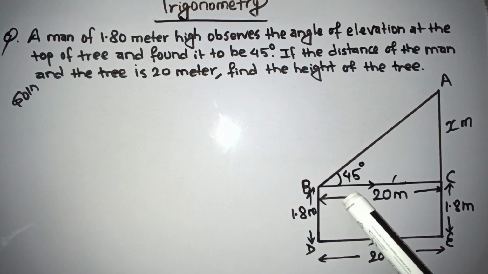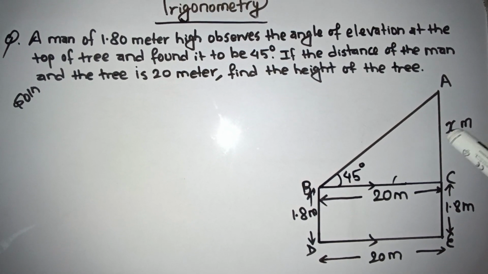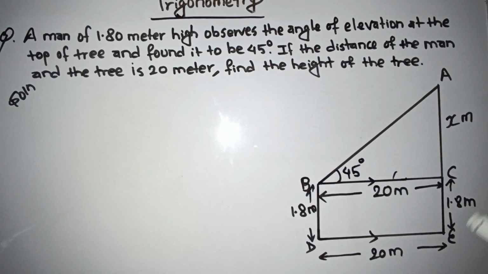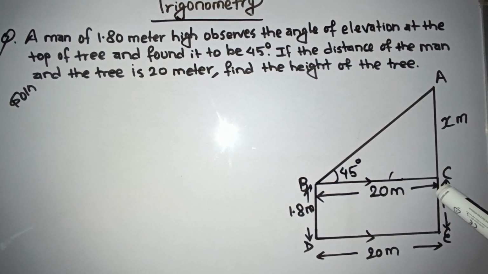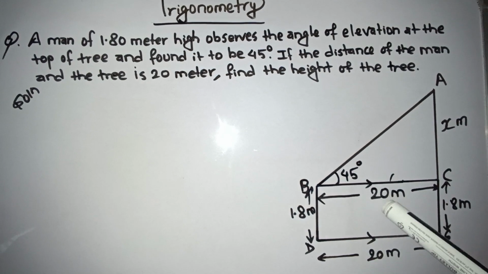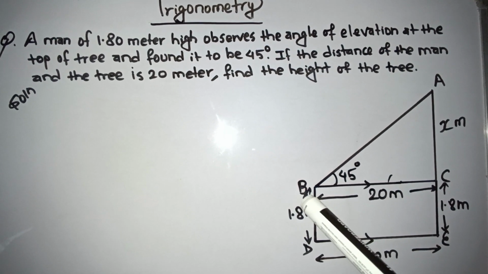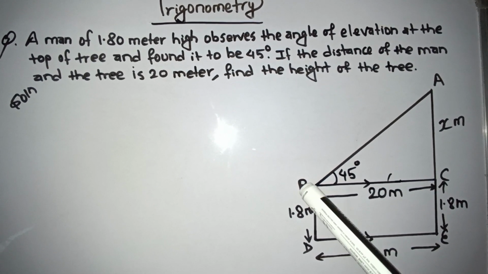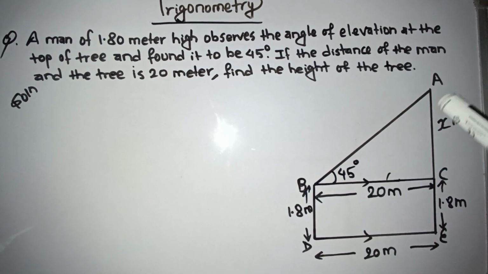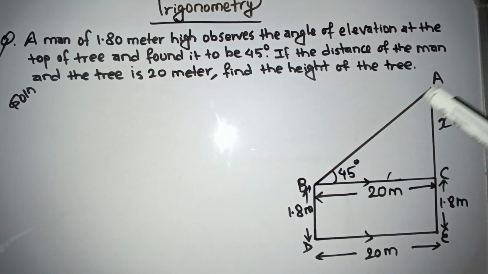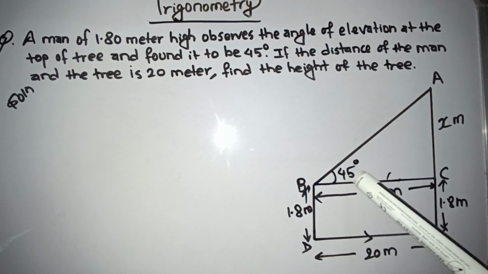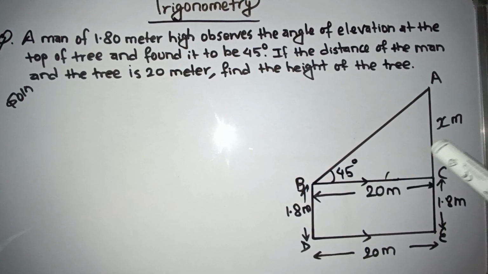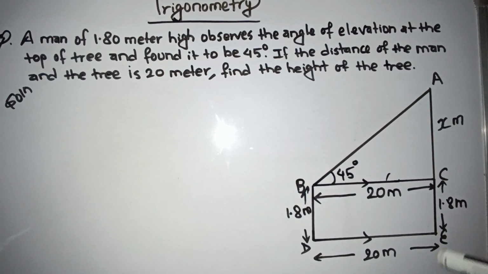And in the question, AE is the tree, and the distance between the tree and the man is 20 meter, and the man observes the height of the tree, that is BA, making an elevation angle of 45 degree. Then we need to calculate the height of the tree.